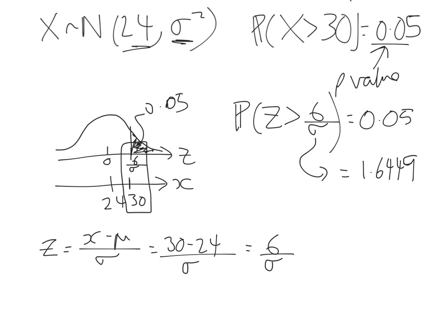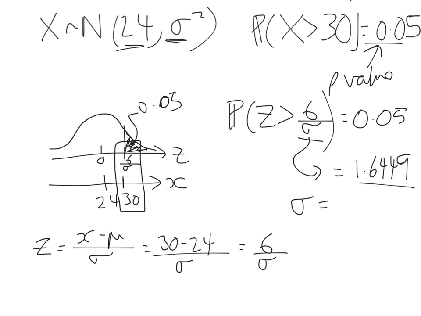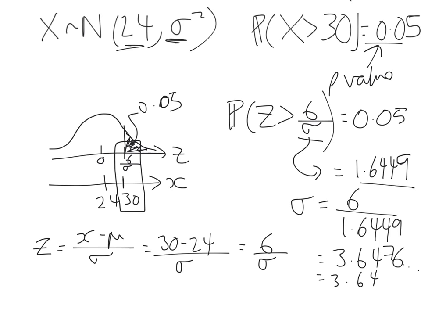Okay, so if 6 over sigma is that, then that means that sigma is 6 over 1.6449, which is 3.6476, and so let's round that to 3 sig figs, it's 3.65 to 3SF.